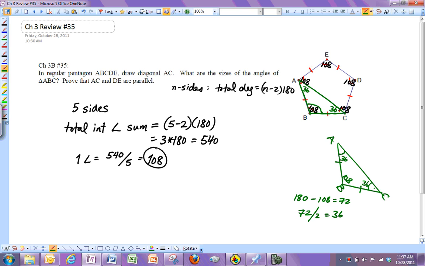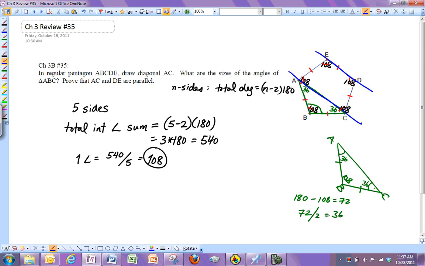Now the question says prove that this line here, ED, and this line here, AC, are parallel. Okay? So you should start thinking about, well, how do you prove lines are parallel? And that deals with the different types of angles you can get from them. Well, I know that the whole angle right here is 108, and I've used up 36 in this bottom part. So the remaining part up here turns out to be 72 degrees.